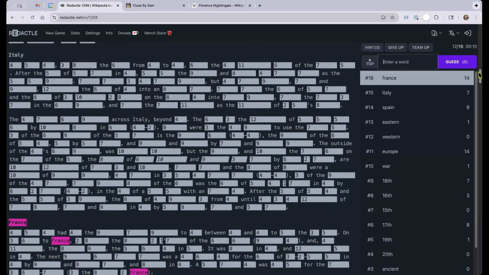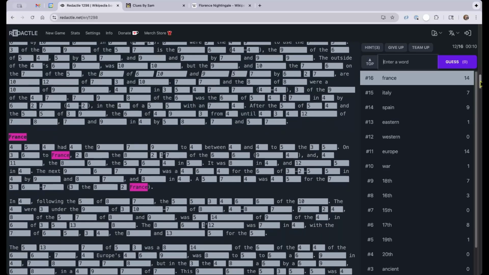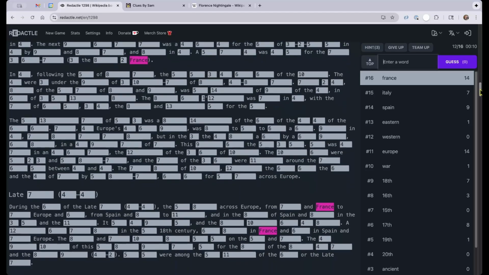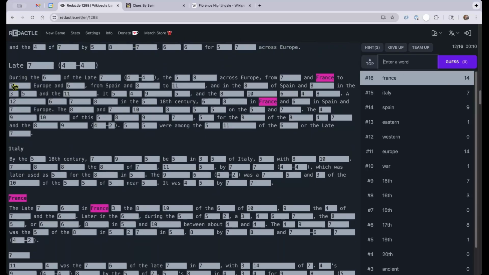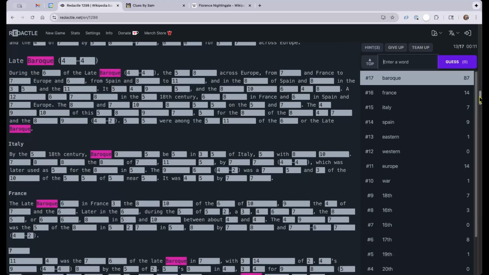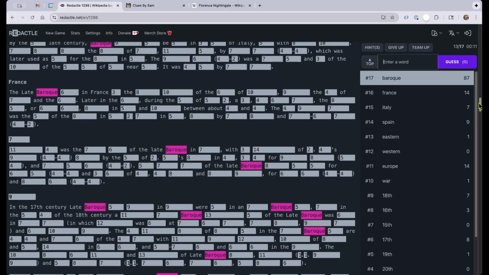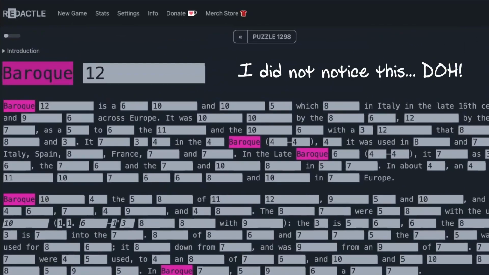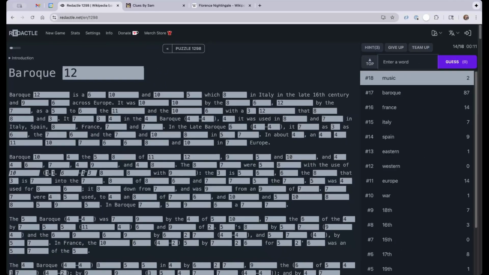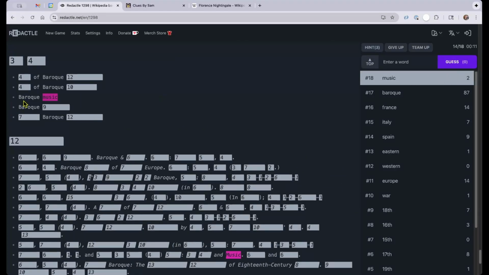So this is a structure of this article that it lists countries where activity in this thing occurred, in Italy and France. So this leads me to believe it could be like a cultural thing, possibly a musical thing. That could be late Baroque. Actually, let's just try Baroque. Yep, late Baroque. Let's try music. It's still a long shot, but nah. There's a couple hits. Baroque music. Huh.